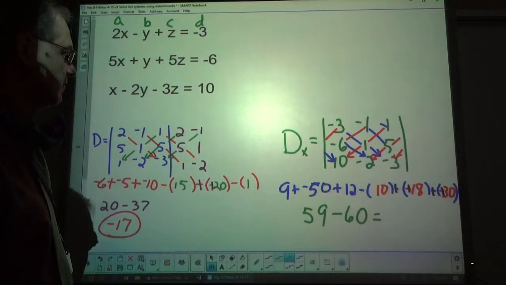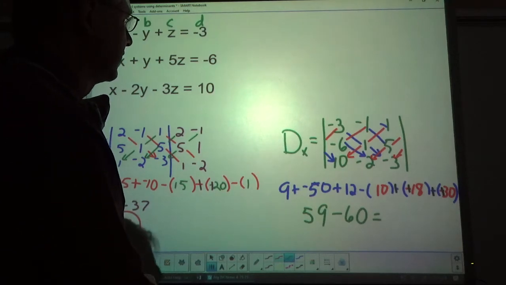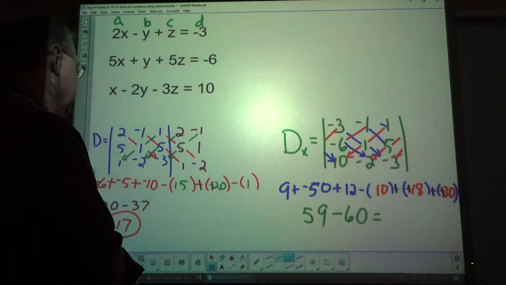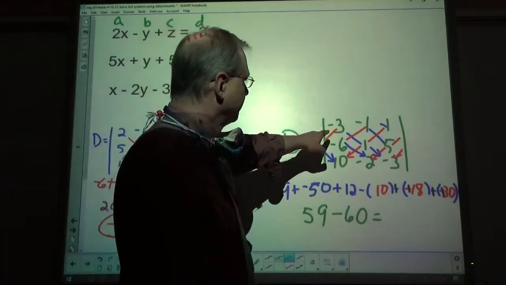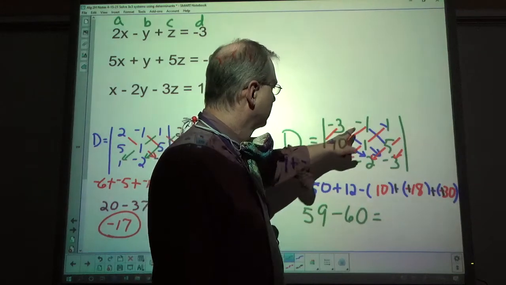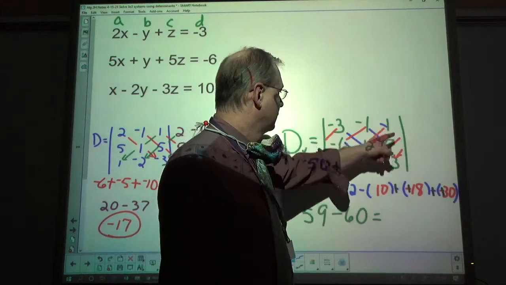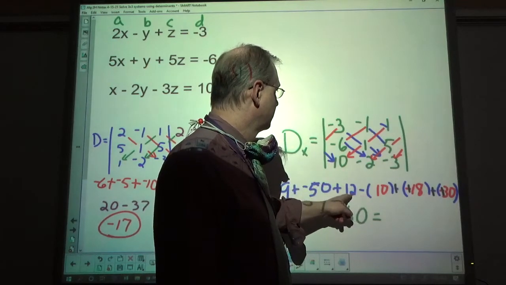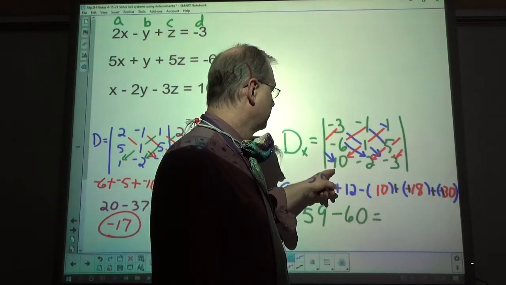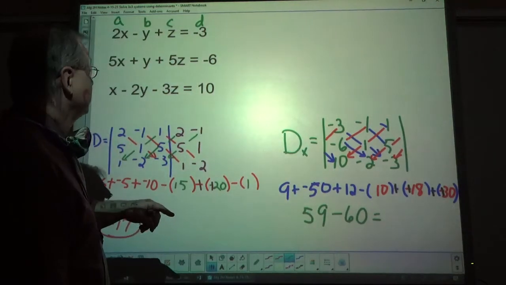Wait a minute, did I do something wrong? Let me just double check all my work before I continue, because I know that doesn't divide there. 9, negative 50, 1, 6, 2, 12, 10. Didn't miss any signs.